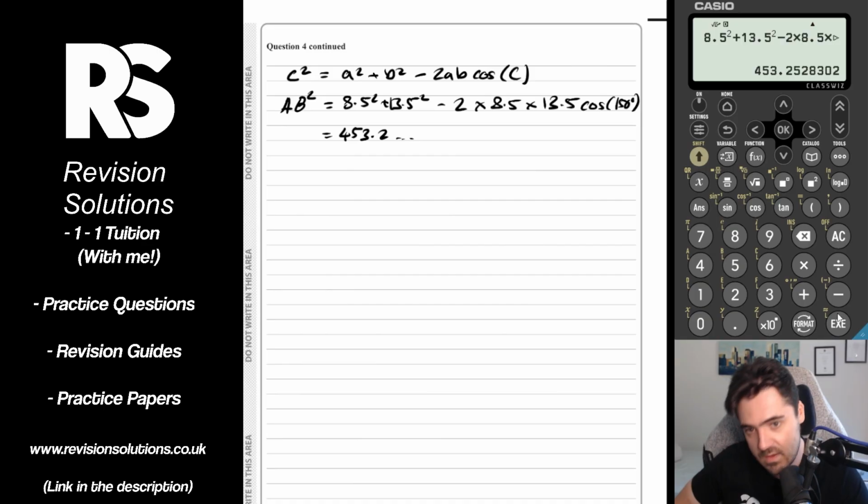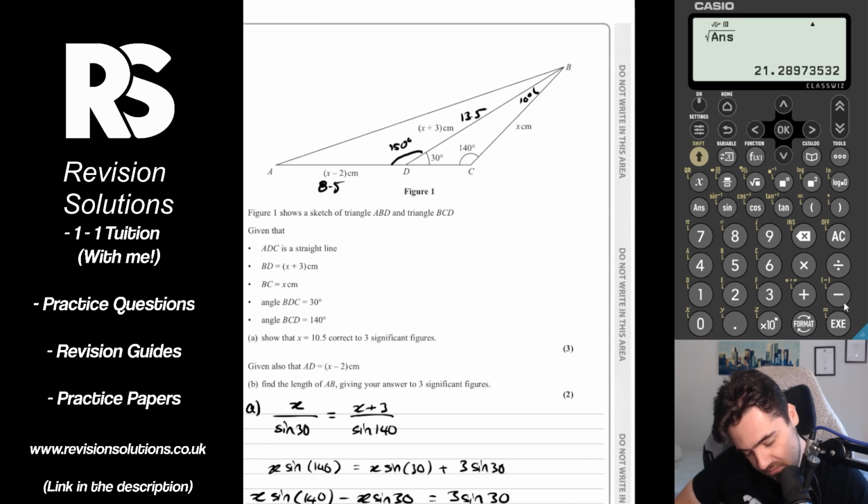So that's 21.2 something, and then we're going to have to square root that. So let's take the square root of our answer. There's the answer button. It is 21.3 to 3 significant figures. What's significant figures? Yeah, 3 significant figures. Good.